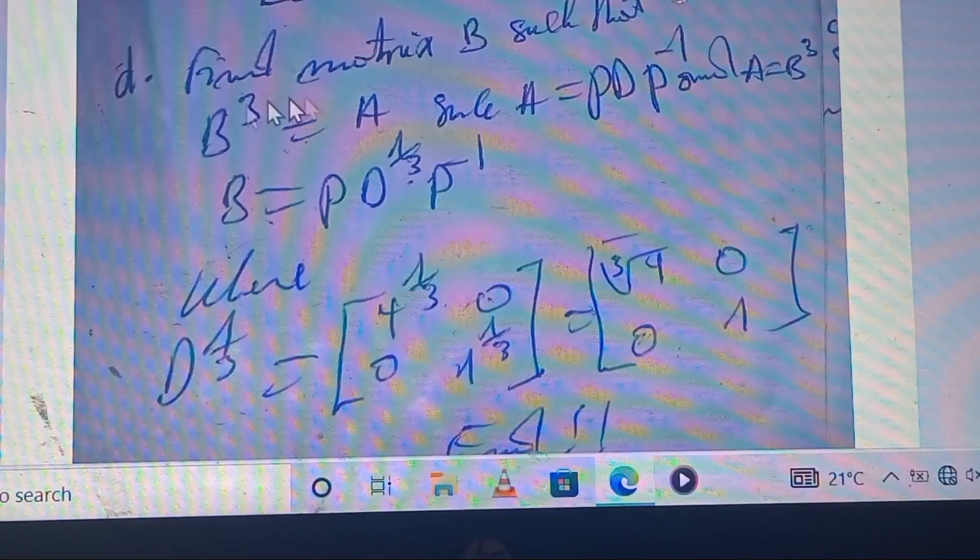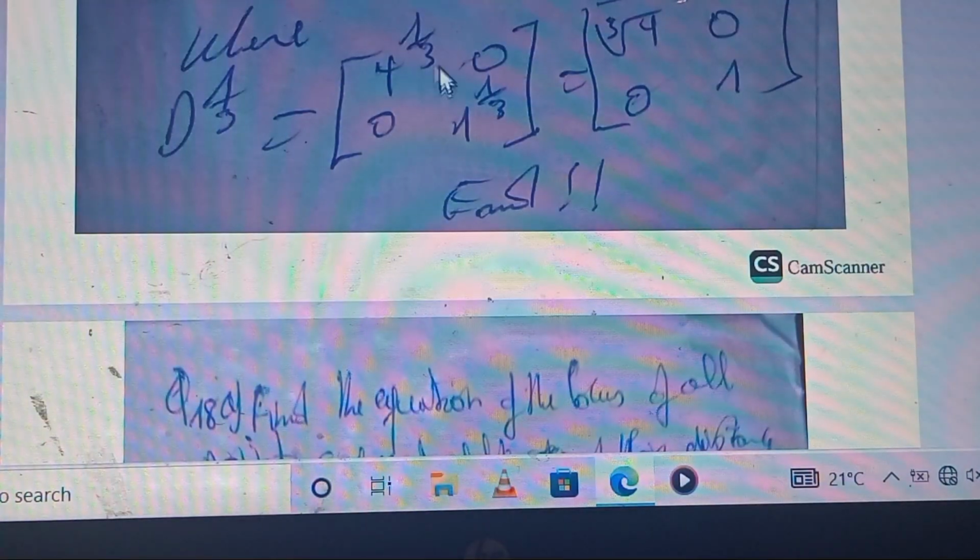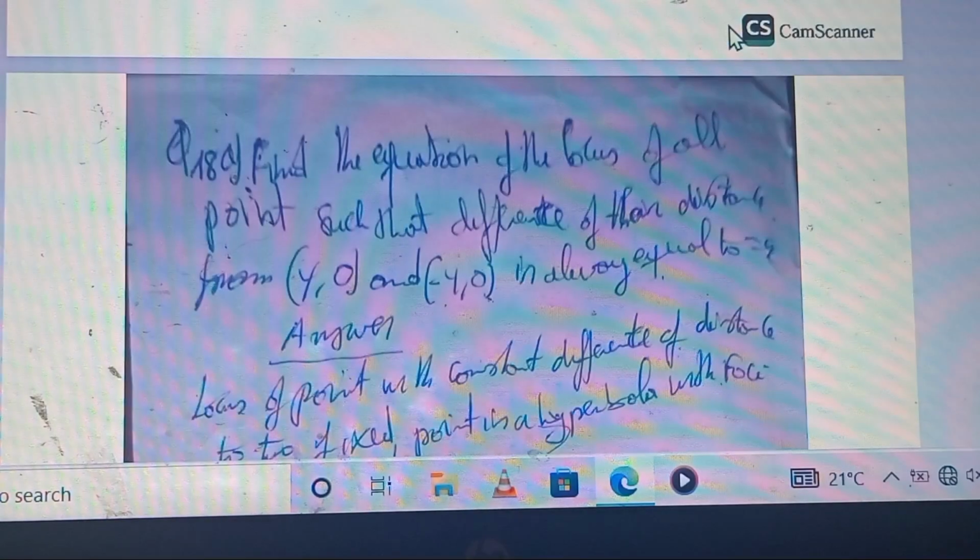For D, find the matrix B such that B power 3 equals A. That means you take the cube root, the power 1 over 3, of the eigenvalues. Also you substitute the same as there, so B is equal to P times D to the power 1 over 3 times P inverse. Then you substitute the eigenvalues and you will get the answers. Yes, that is the end of question number 17.